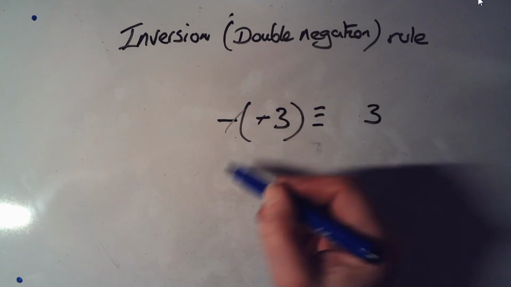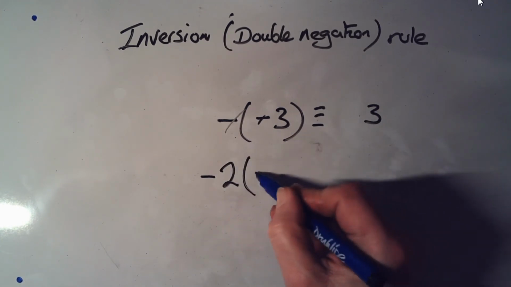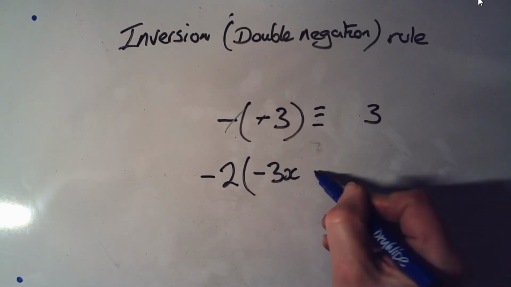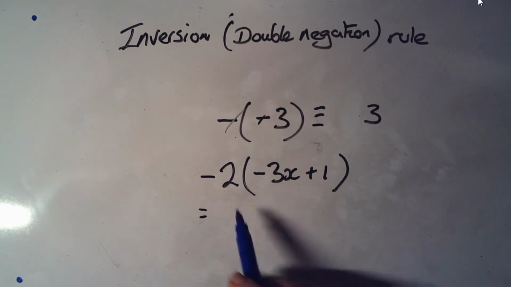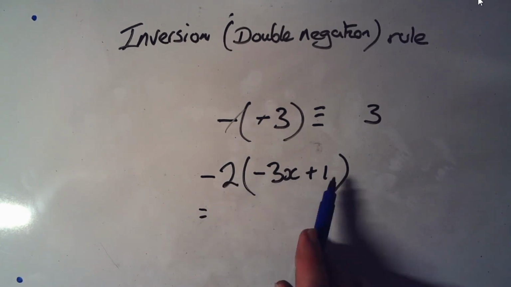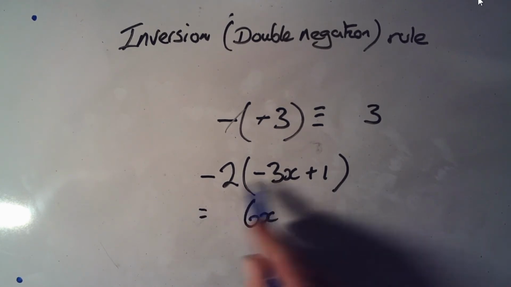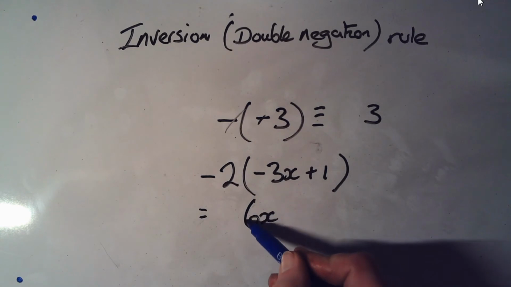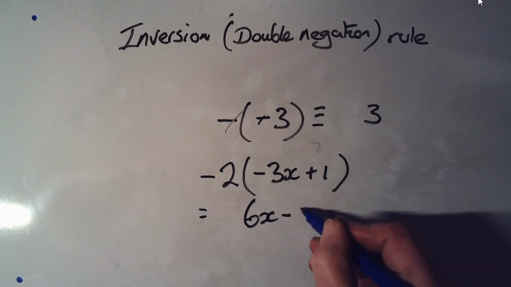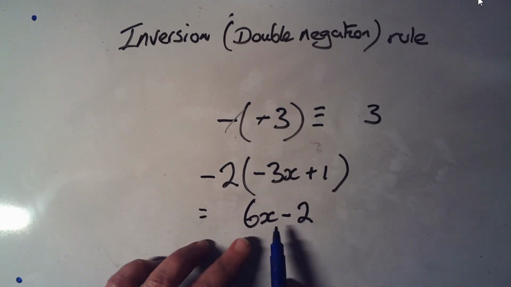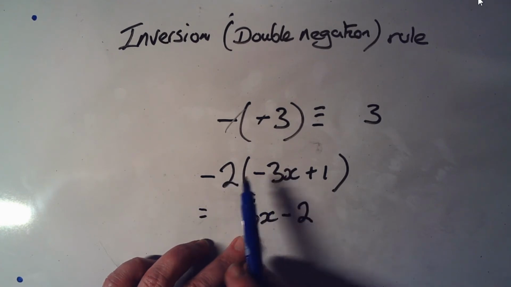Likewise, if I had a more complex expression, let's say minus 2 multiplied by minus 3x plus 1, what is that equivalent to? Well, we take the term outside the brackets, we apply it to each of the terms inside the brackets. So of course we have 6x, with these two, negative and negative gives us a plus, so it's plus 6x, and then minus 2 multiplied by 1 of course gives us minus 2. So that's our expression with the brackets removed, having taken the term outside the bracket and applied it to the terms inside the bracket.